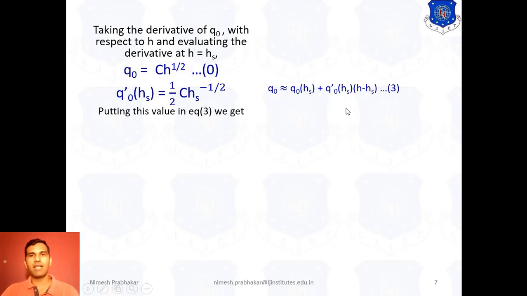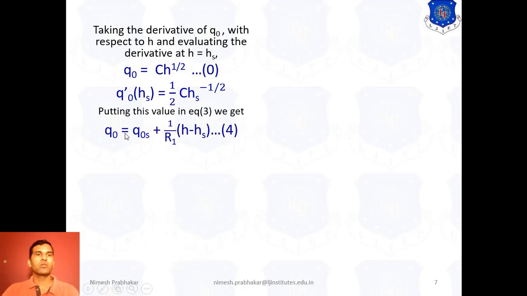So, we can write Q0 is equal to Q0s plus 1 upon R1 times (H minus Hs). Here Q0s is nothing but the Q0 value at steady state, and 1 upon R1 is nothing but 1 by 2 C Hs raised to minus 1 by 2. This is 1 upon R1, which is nothing but 1 by 2 C H raised to minus 1 by 2.